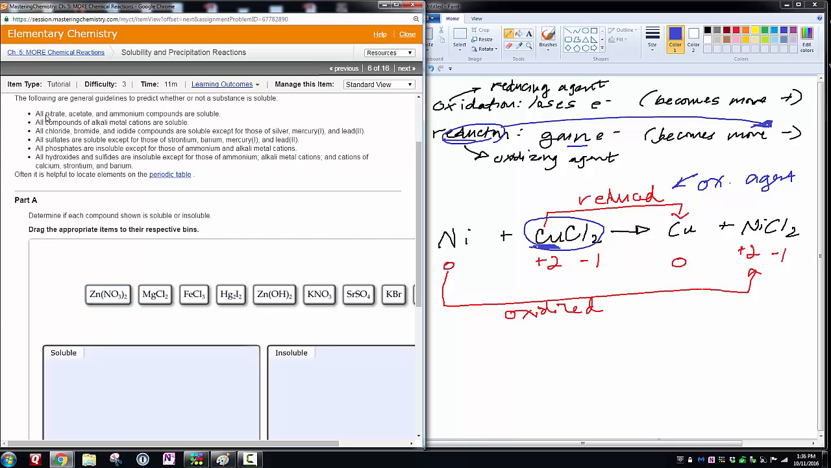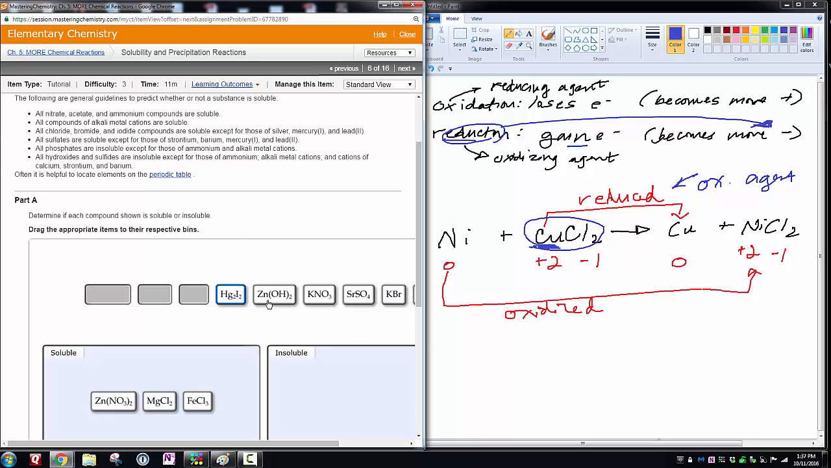Okay, so then we look here and we say zinc and nitrate. Oh, all nitrates soluble, so we're going to toss that in the soluble bucket. Magnesium and chlorine. Chlorine's always soluble unless they're with silver, mercury, or lead. This is magnesium, not silver, mercury, or lead, so we're going to say soluble. Iron chloride, again, all chlorides are soluble unless silver, mercury, lead. That's not silver, mercury, or lead, so we're going to predict soluble.